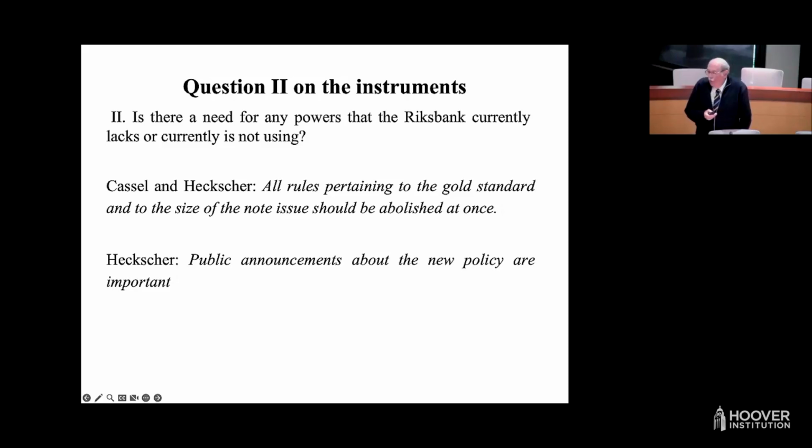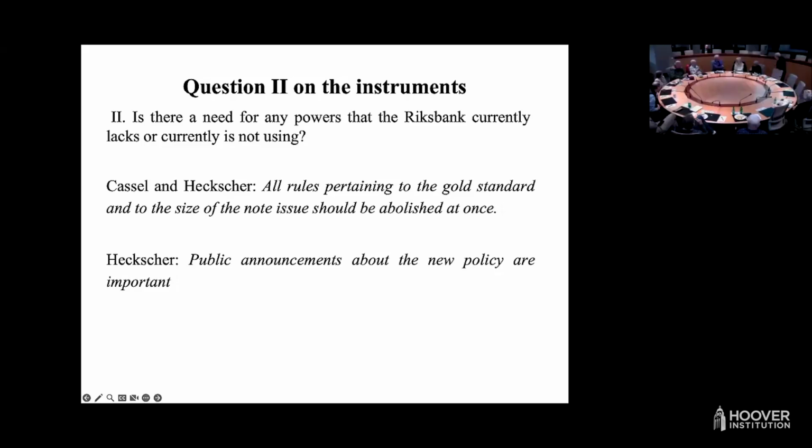Is there a need for any additional powers that the Riksbank doesn't use? And Cassel and Heckscher were very clear. Oh, sorry, Paul, you have a question. Yeah. It's right on what you're talking about now. So Irving Fisher proposed a different instrument, which was in his writing for Americans, the gold content of the dollar. Yeah. The gold content of the dollar.